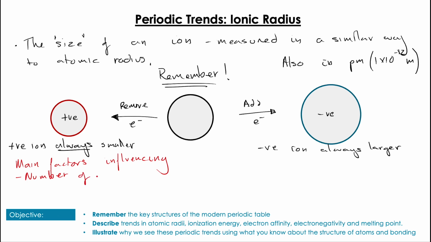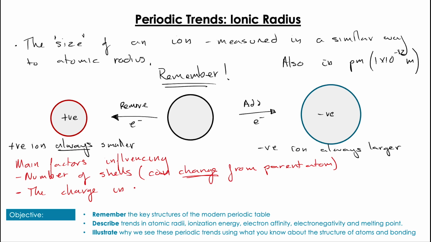The first factor is, of course, the number of shells, the principal quantum number. And the reason you have to be careful is this can change from the parent atom if we remove electrons to go down to the next energy shell, for example. Also, the charge in the nucleus and how much that pulls on the electrons will also affect the size by pulling the outer electrons in more or less.